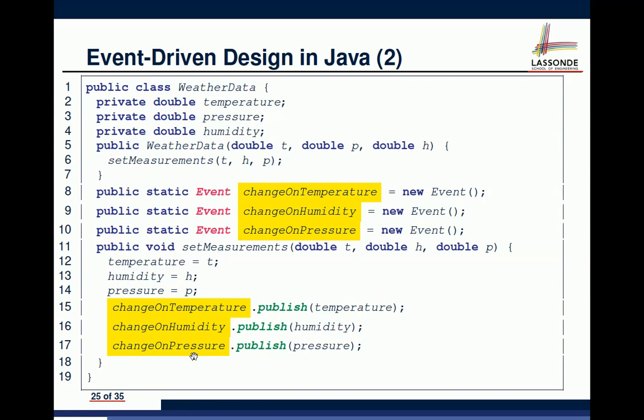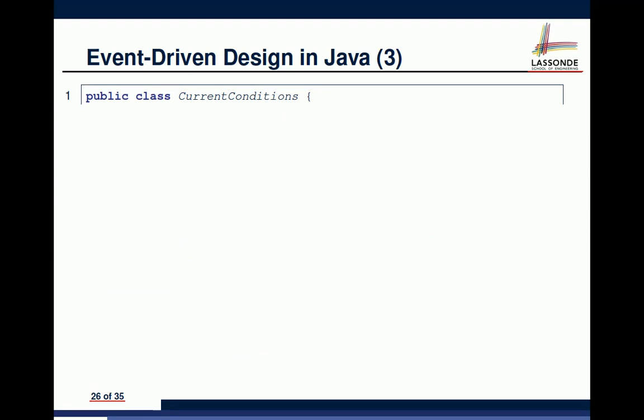Guys, are we okay so far? Okay, so far it's not really bad. The worst part happens in observer, how you actually retrieve the method. I just want to make the point that it's not so easy to do in Java. It's doable. Let's just see one class, current conditions, okay?